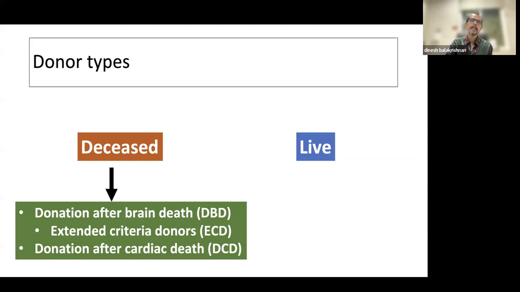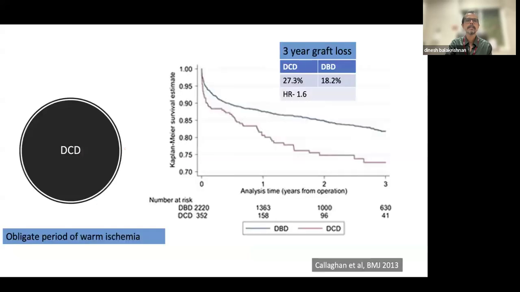So unlike the Western world, in our country, brain dead donation is very few. So we largely depend on live donation. So when it comes to brain dead donation, there is an obligate period of warm ischemia, especially in DCD donors. And there is also a period of cold ischemia. For example, livers have to be transplanted within 12 hours. So up to 12 hours, cold storage is acceptable.